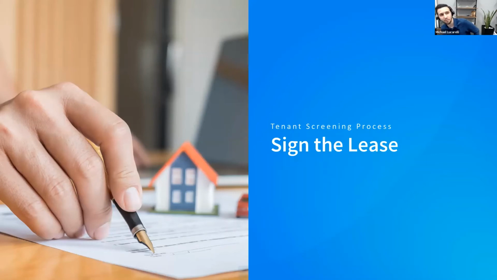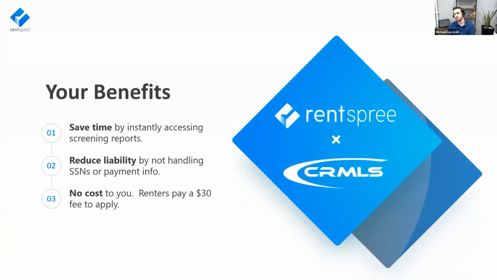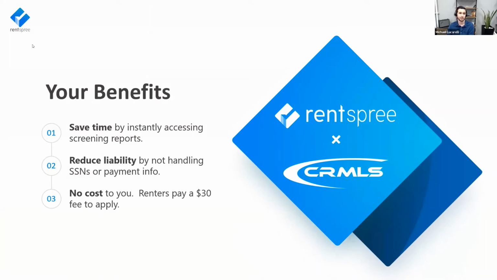So we'll then transition now to learning a little bit more about Rentspree here, and then we'll do a demonstration as well. So as we mentioned, Rentspree has been in the CRMLS marketplace since about 2017, and it really saves you a lot of time by allowing you to instantly access screening reports and really everything that you need to conduct a thorough screening process.